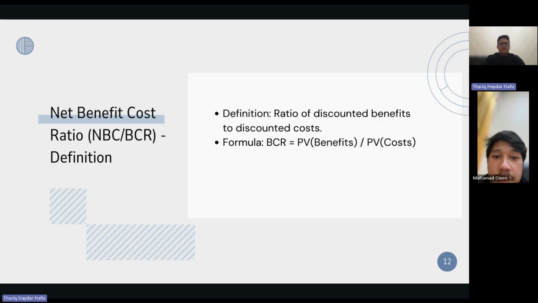So now we will discuss net benefit cost ratio, or BCR, and its definition is the ratio of discounted benefits to discounted cost. The formula is benefit cost ratio equals present value of benefits divided by present value of cost.